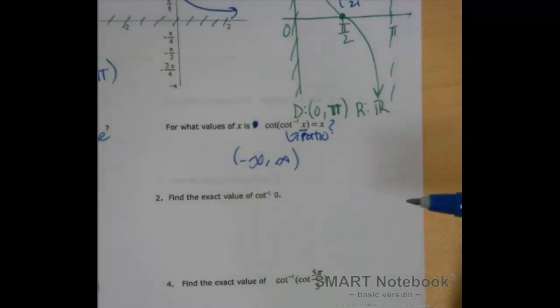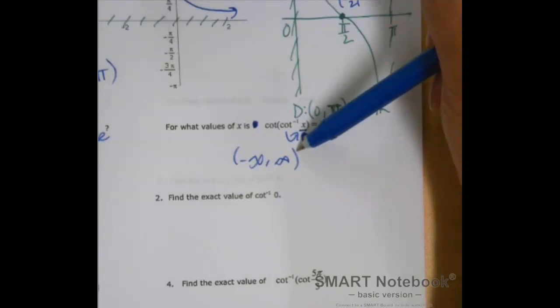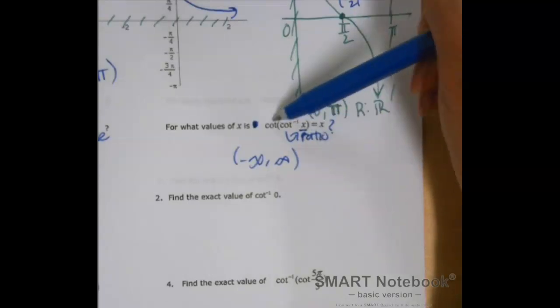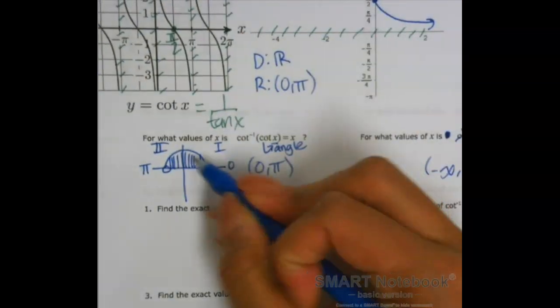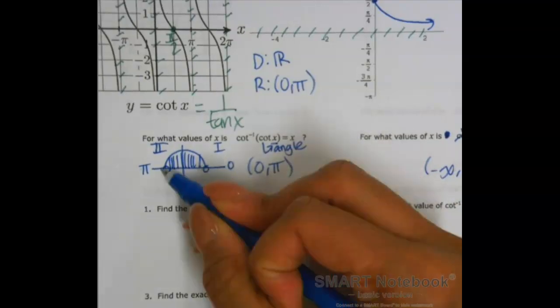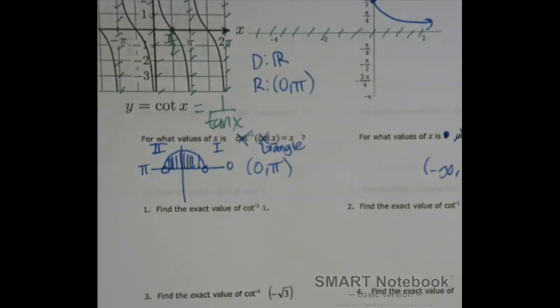Let me clarify this. If you have a ratio that's between negative infinity and positive infinity, you can just cancel out the cotangent and cotangent inverse. If you have a value for your angle that's between 0 and pi, not including 0 and not including pi, you can cancel both of those. So that rule still applies even for the reciprocals. It's the exact same thing.